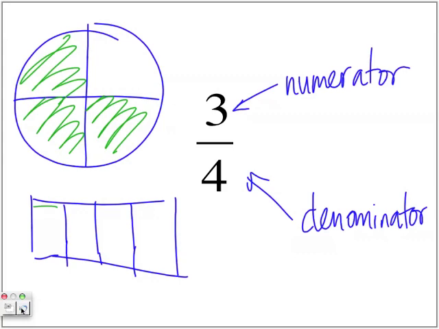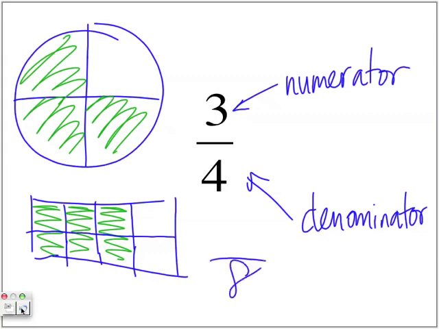Same thing with this bottom one: 1, 2, 3 out of the 4. But now, with this bottom one, let's say I decide to cut it even further. How many pieces are there in my whole? 8. And how many are we referring to in the 8? 6. So we have 6/8.